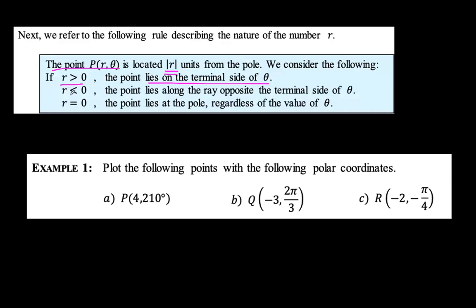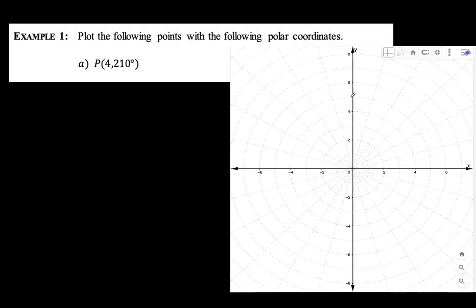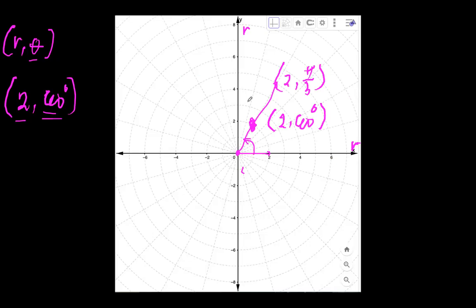Now, if r, or the radius, is less than 0, the point lies along the ray opposite to the terminal side of theta. So if we have a negative radius, or if it's less than 0, let's say -5 and 60 degrees. So how do we plot -5 and 60 degrees for the theta?